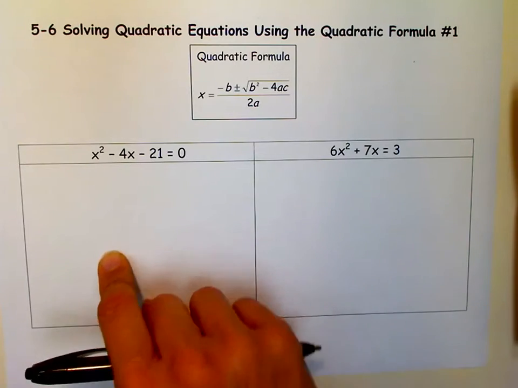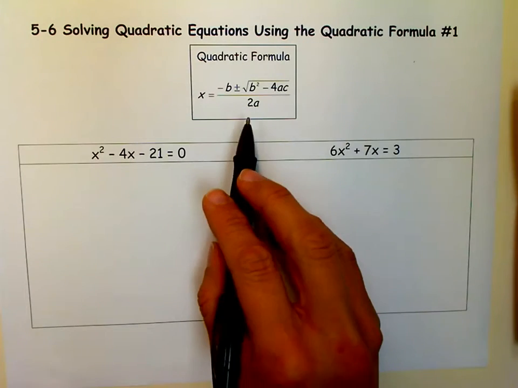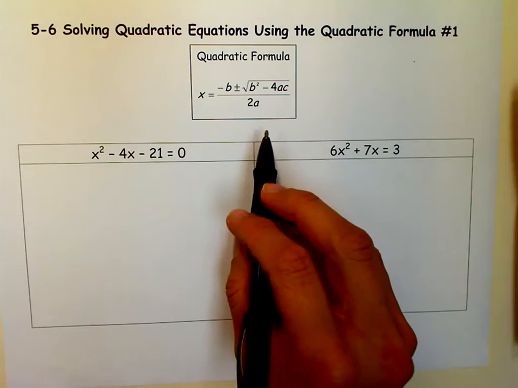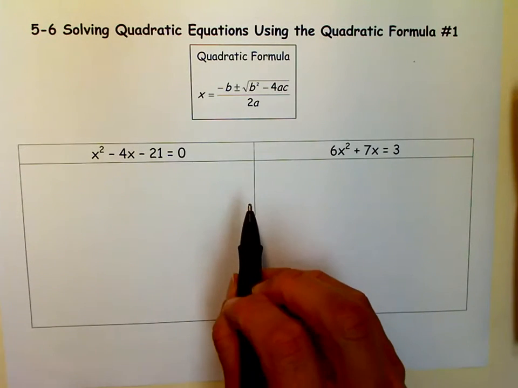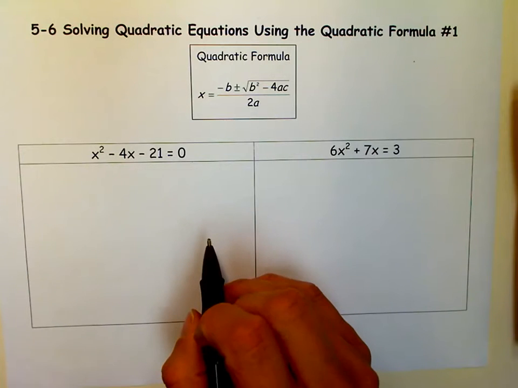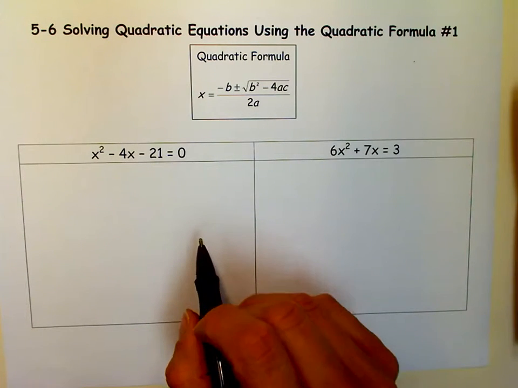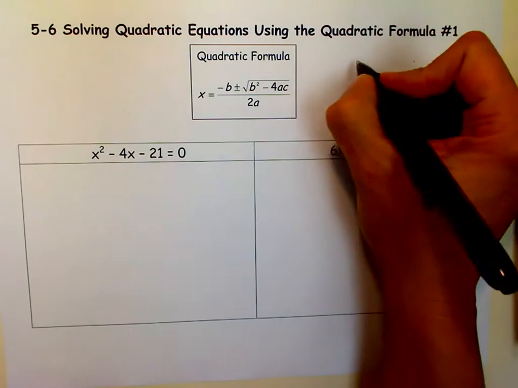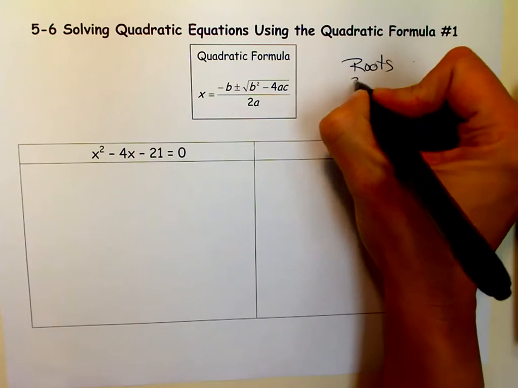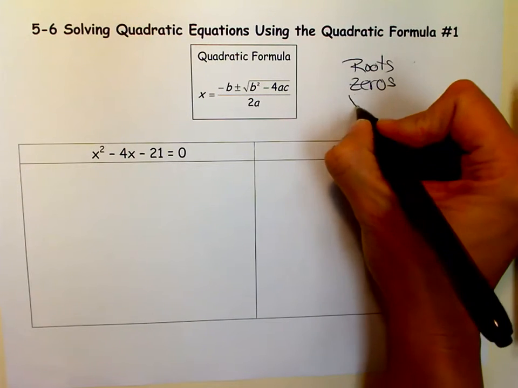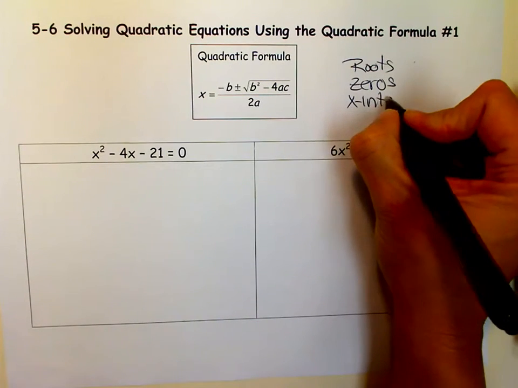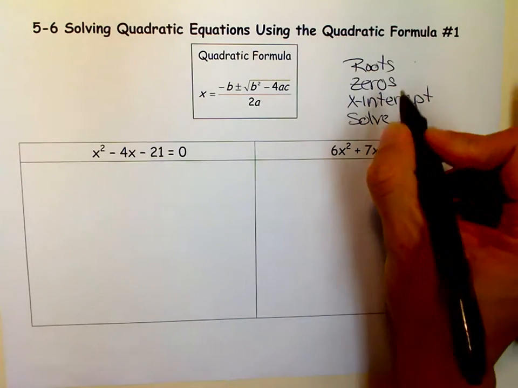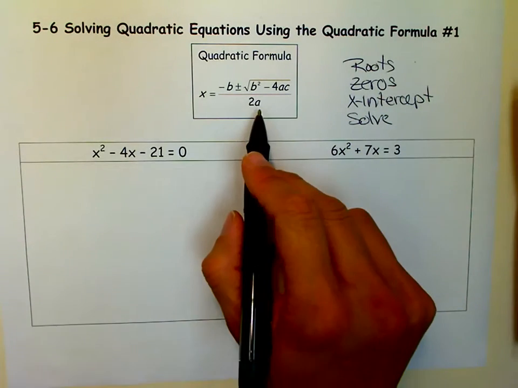So once you've memorized it, then this is used to solve equations, to find the x-intercepts or the solutions or the roots or the zeros. Remember, those four words are interchangeable when we're talking about solving equations. So they might be asking you to find one of those other words. Let me write those down. Roots, zeros, x-intercepts, or just to solve it. So all of those mean pretty much the same thing, and that's what this is used for.